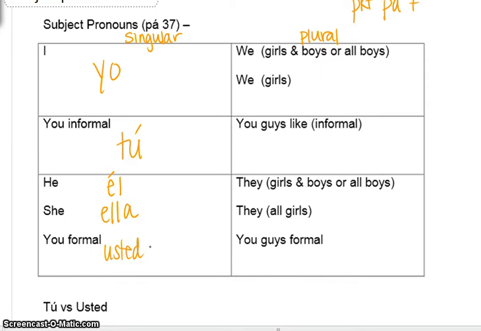When you add someone else to I, it becomes we. There's 2 different ways you can say we, because one could be girls and boys, or all boys, and one could be just girls. If it's everybody all together, it's nosotros. And if it's just girls, it changes to nosotras. So it only changes to an A. And we've talked about this a little bit when we talk about that it's chicas, being just girls, and chicos being girls and boys or just boys.